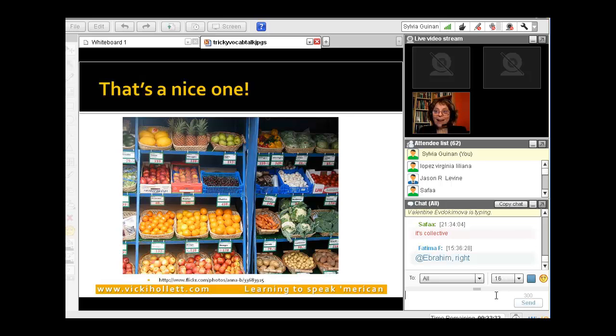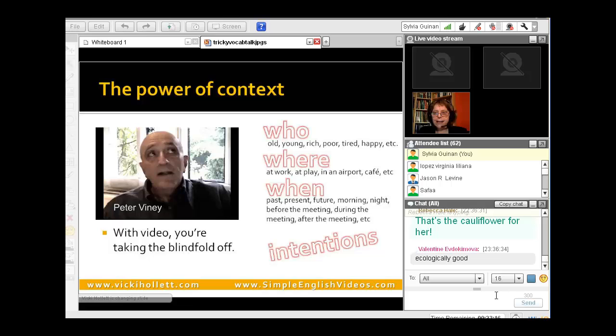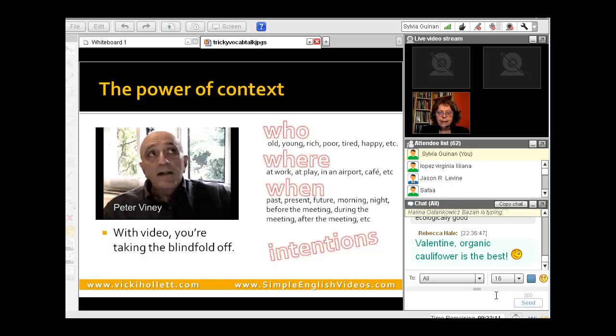So it really depends. An awful lot of their meaning gets conveyed by who's talking to who. You know? So when you go back, and I'm just going to go back to this slide here, context really matters. With videos, we're taking the blindfolds off and we're showing the students the context. And that's really important because meanings change according to context.